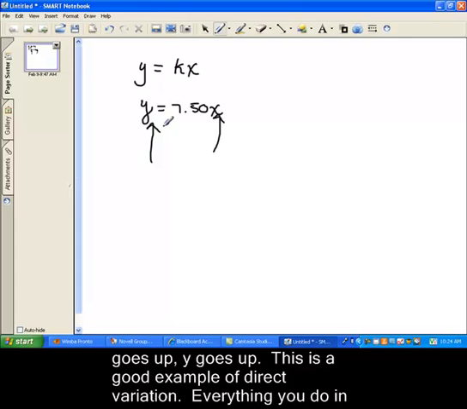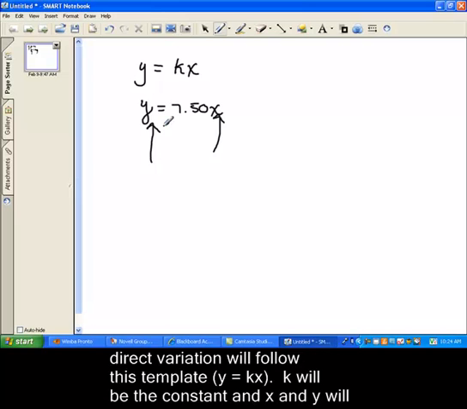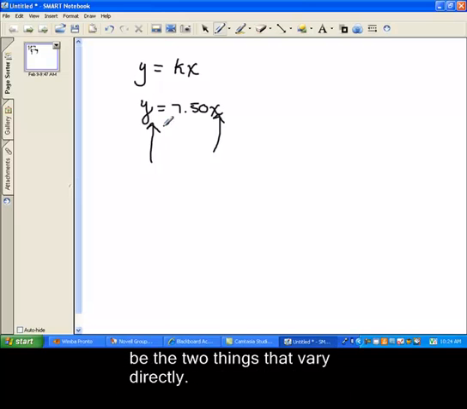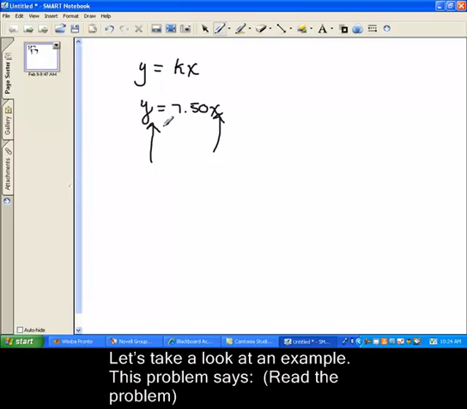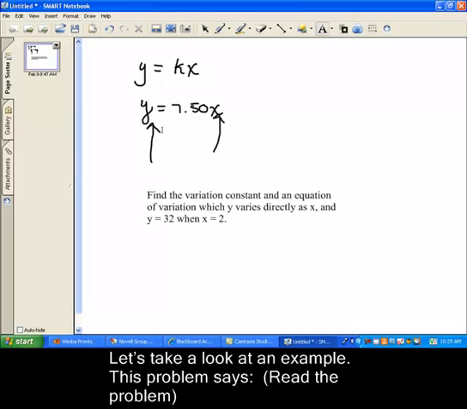Everything that you do in direct variation will follow this template, Y equals Kx. K will be the constant, and X and Y will be the two things that vary directly with one another. So let's take a look at an example. Now this problem says find the variation constant and an equation of variation, which Y varies directly as X, and Y equals 32 when X equals 2.